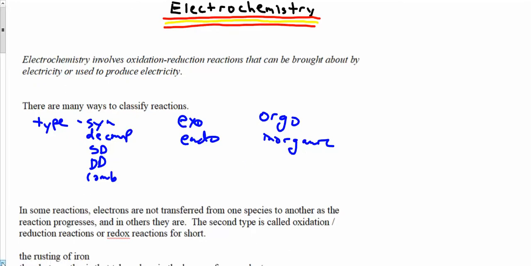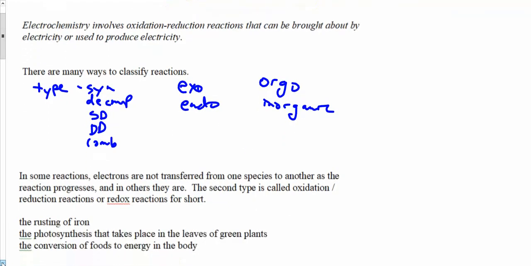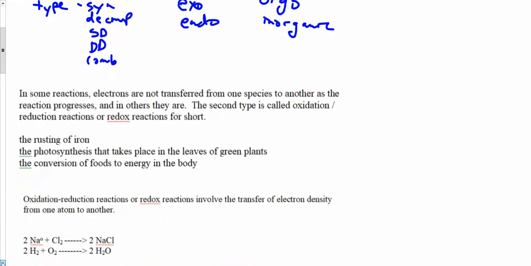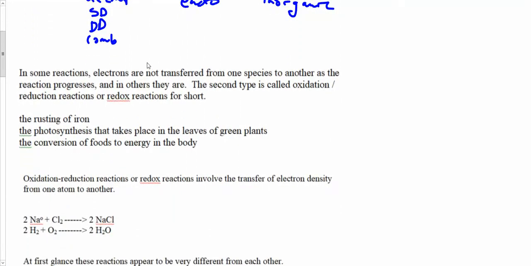And this is just another way. In some reactions, electrons are not transferred from one thing to another as the reaction progresses, and in some reactions they are. This second type we call oxidation/reduction reactions, or redox reactions for short, which is what most people just call them.